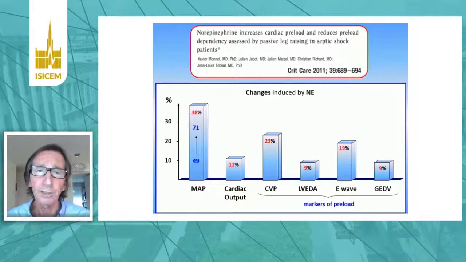With Xavier Monet and others in our institution, we also studied the effects of norepinephrine on hemodynamics in patients with very low MAP at baseline, only 49.